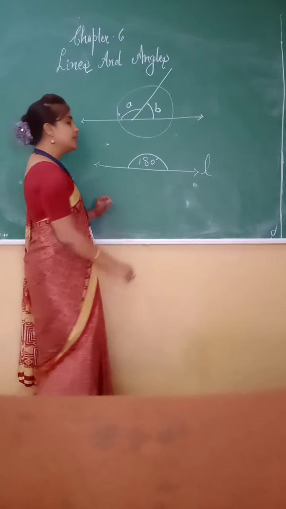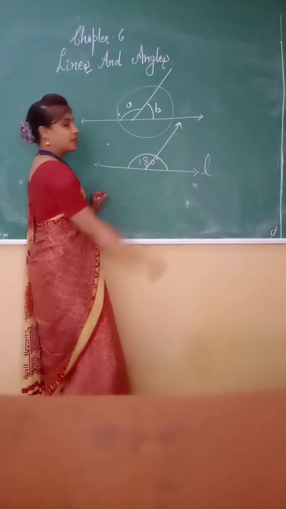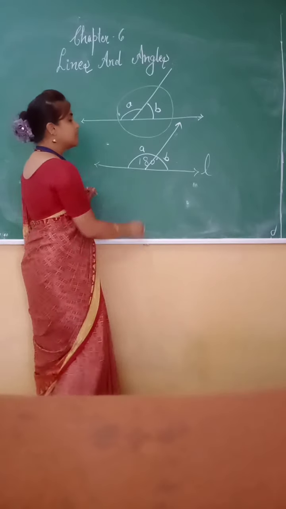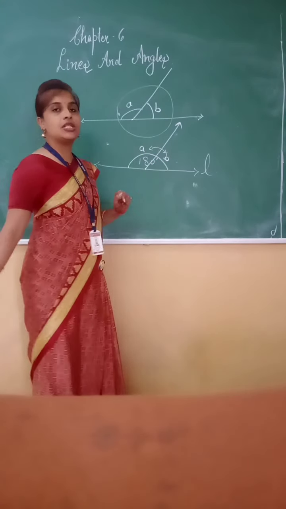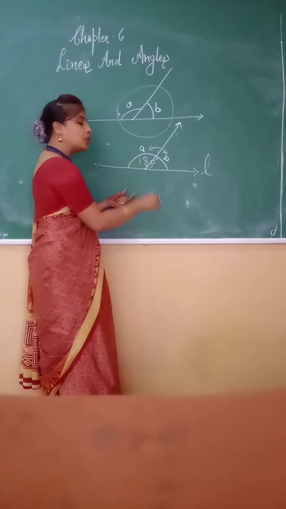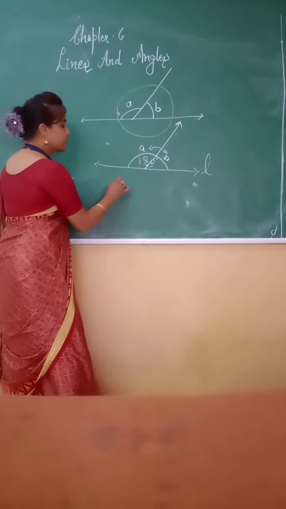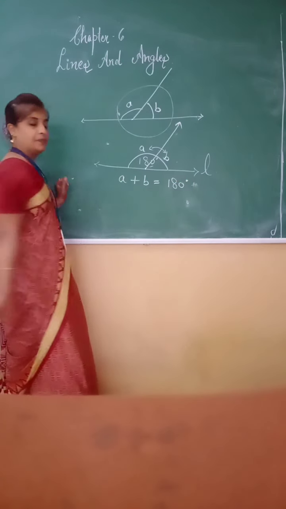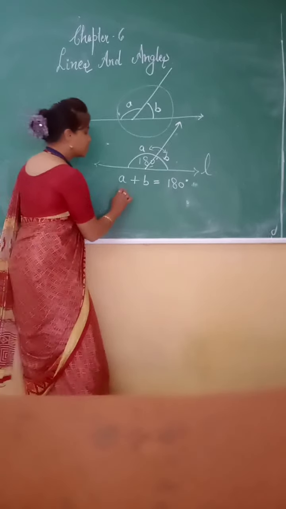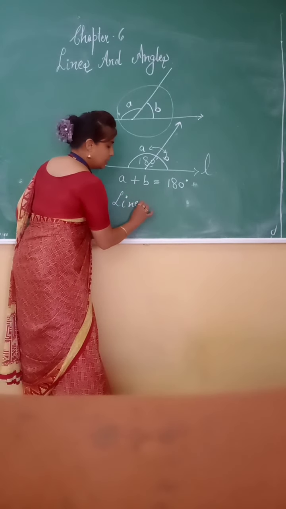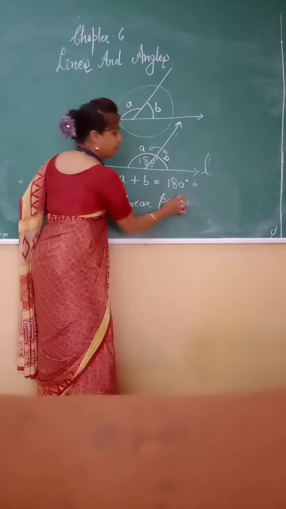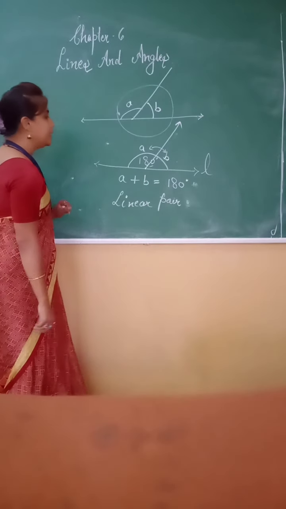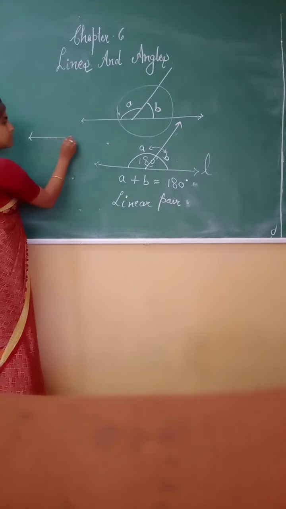Now, if I divide the same into parts, that is, here is part A and part B, what is the relation between these two? What relation can we relate A and B with 180? The sum of these two angles is equal to 180 degrees. Such a pair is known as a linear pair.